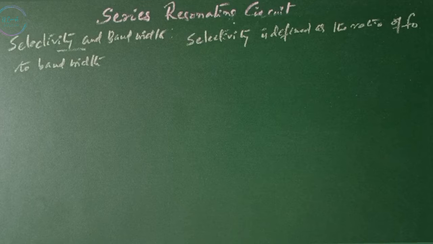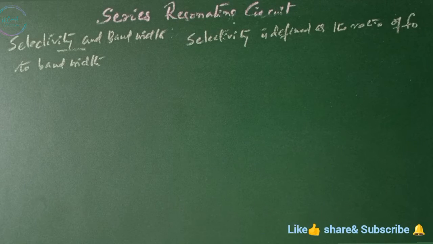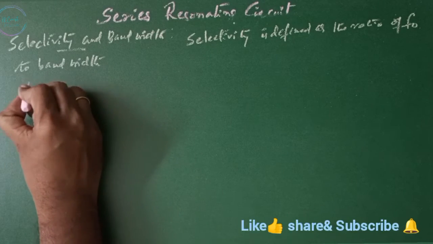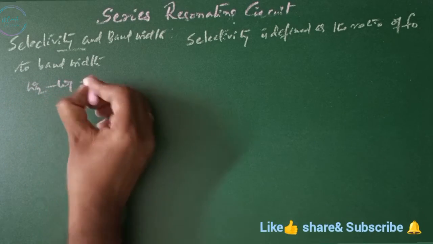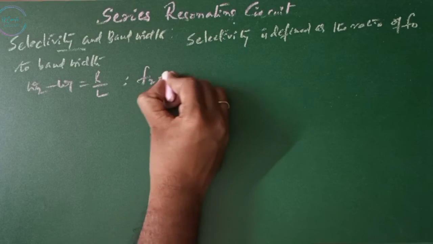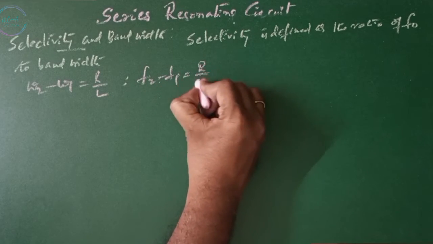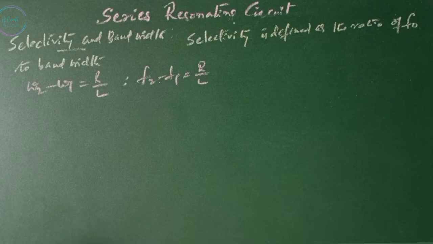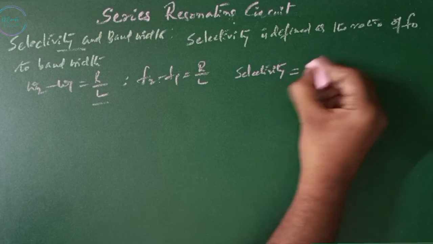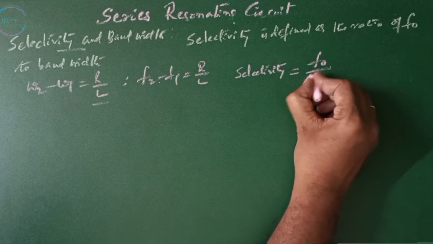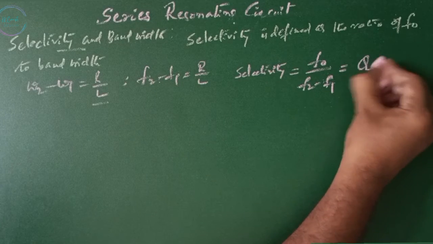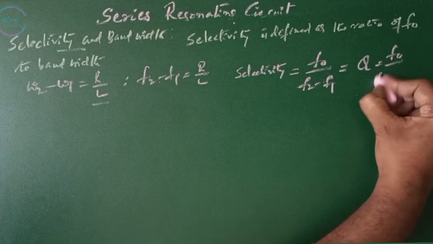Selectivity and bandwidth. The selectivity of a resonating circuit is defined as the ratio of resonant frequency to the bandwidth. Bandwidth is nothing but omega 2 minus omega 1, which equals R by L, or F2 minus F1 which equals R by L. The series resonating circuit's bandwidth is nothing but R by L. The selectivity is given by F naught divided by (F2 minus F1), which is nothing but the Q factor again, or resonant frequency divided by bandwidth.